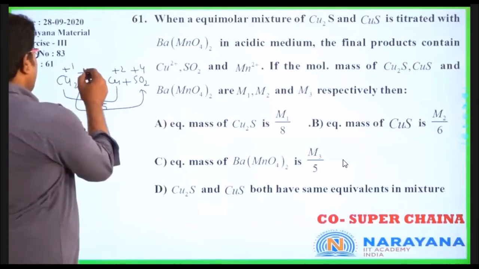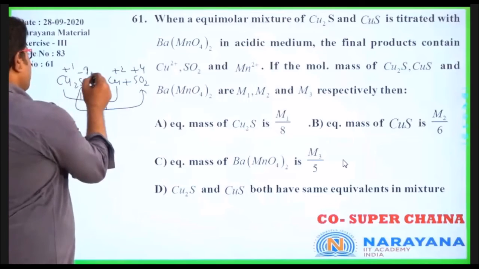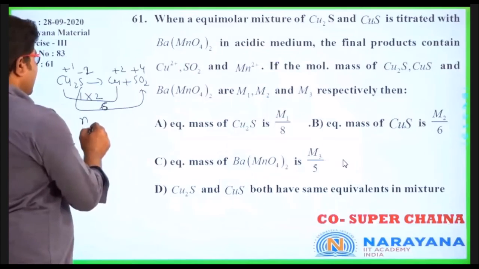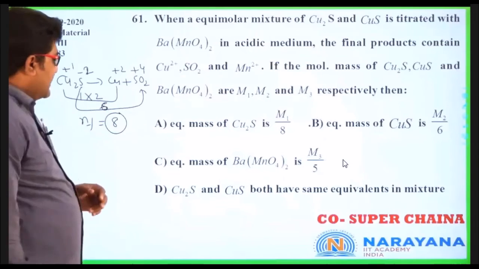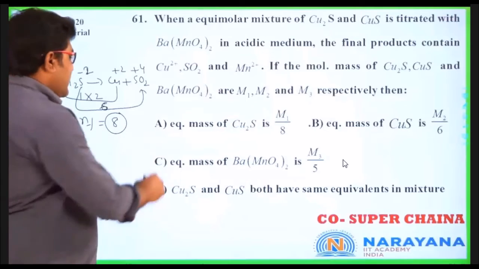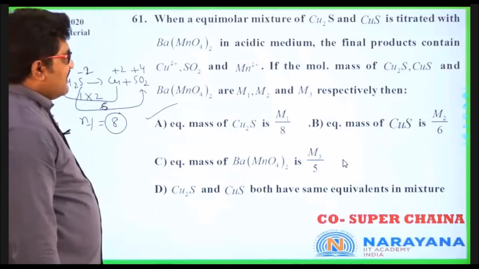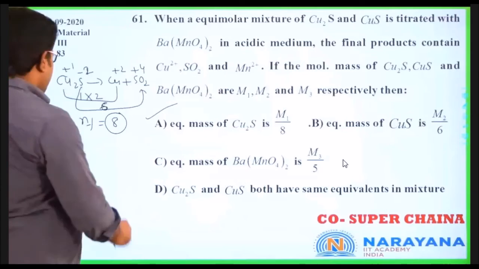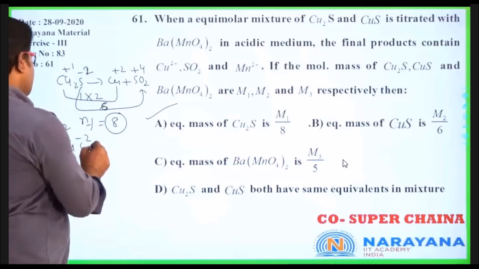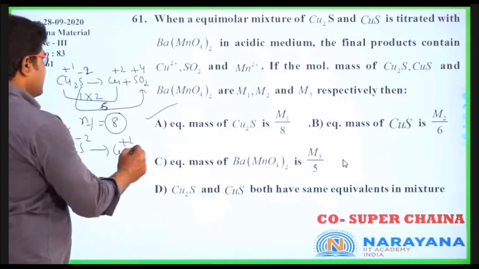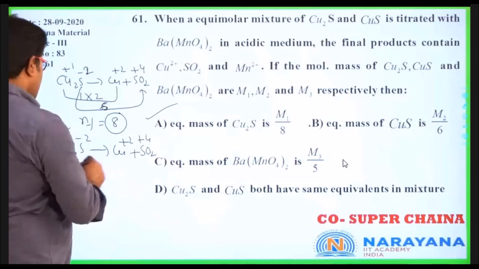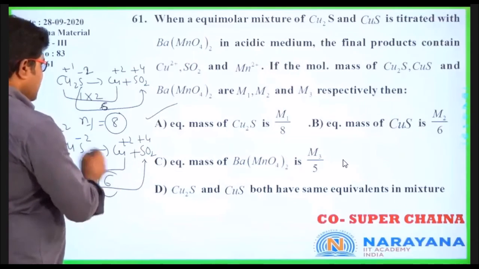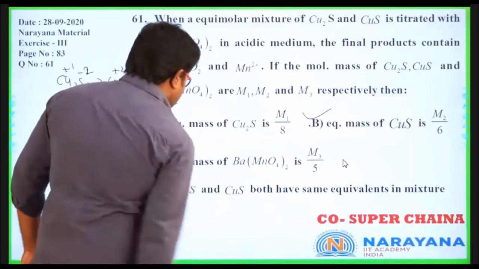Okay, sorry, here minus 2 to plus 4, total change is 6. So n factor here is 8. Yes, equivalent mass of Cu2S is m1 by 8. Correct one. Next, equivalent mass of CuS is m2 by 6. CuS, okay, here this is plus 2 and this is minus 2. It will convert to plus 2 and SO2, sulfur plus 4. With respect to copper, there is no change. With respect to sulfur, 6 units change. So, B is also correct.